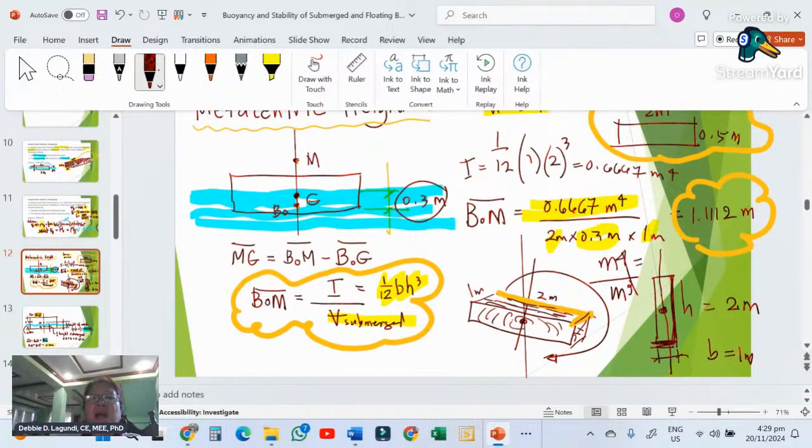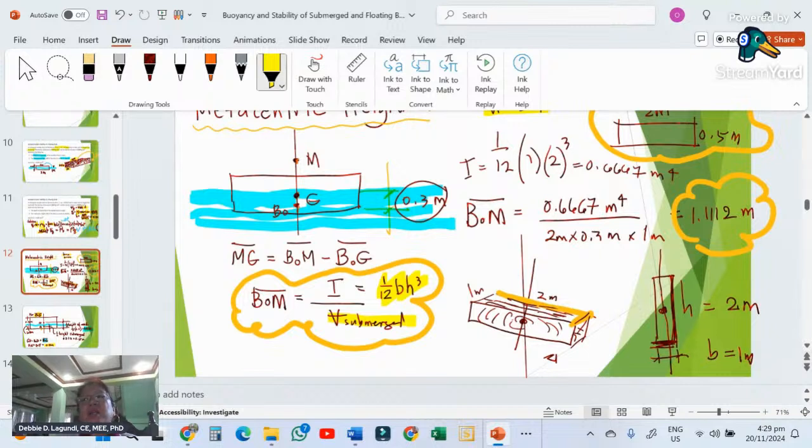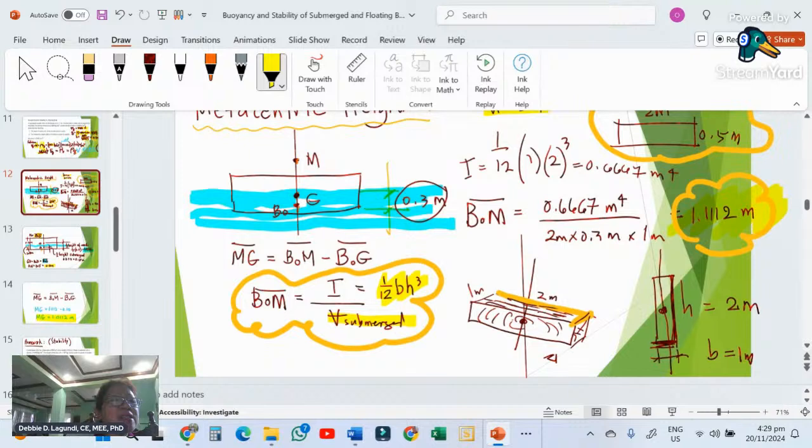The denominator is meter cube. So it gives us a meter unit, right? So meter unit means it's a length unit. If it's a length unit, then we are particular to a distance value. So we got 1.1112 meter. That is BOM. Okay, let's move to the next slide.